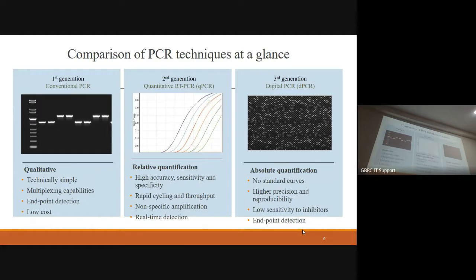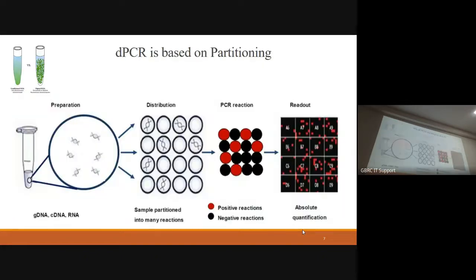In a wastewater sample, your inhibitors will be very high. These are chemicals or any moiety that will inhibit your PCR cycle. Here your actual reaction is going to be distributed into so many partitions, and each will act as an individual partition. So the inhibitor concentration will also be divided among all those partitions, so there will be no PCR inhibition. That's why it's called low sensitivity to inhibitors. And this is also endpoint.